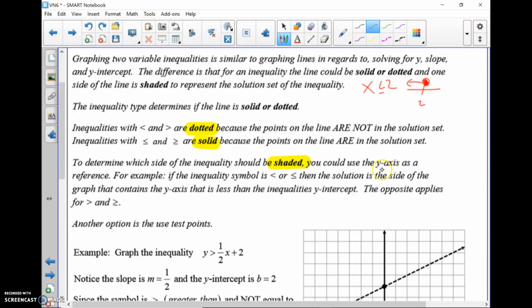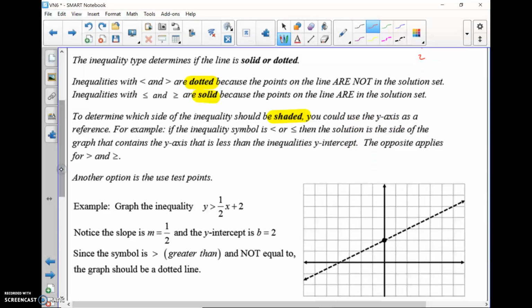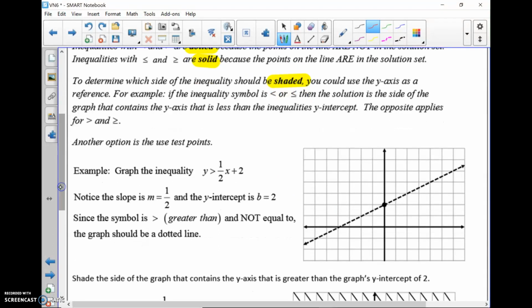So it's a lot like graphing regular lines, but there are these two aspects of it: it could be a dotted line, and we're definitely going to have to shade a portion of the graph. So for the example here, and of course you could read this to help you understand this better, this paragraph here is a pretty good one because, how do we decide where to shade? For less than we shade below it and greater than we shade above it, but sometimes it's not always so clear what's above and below.